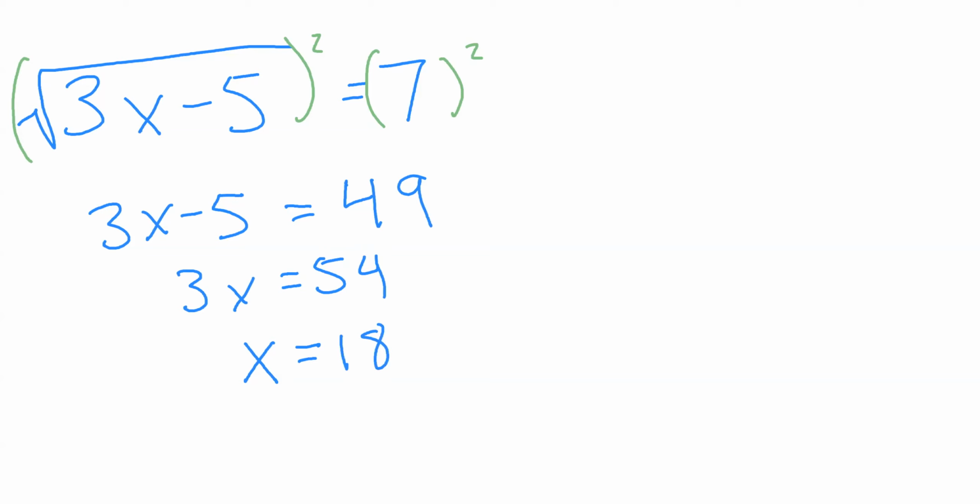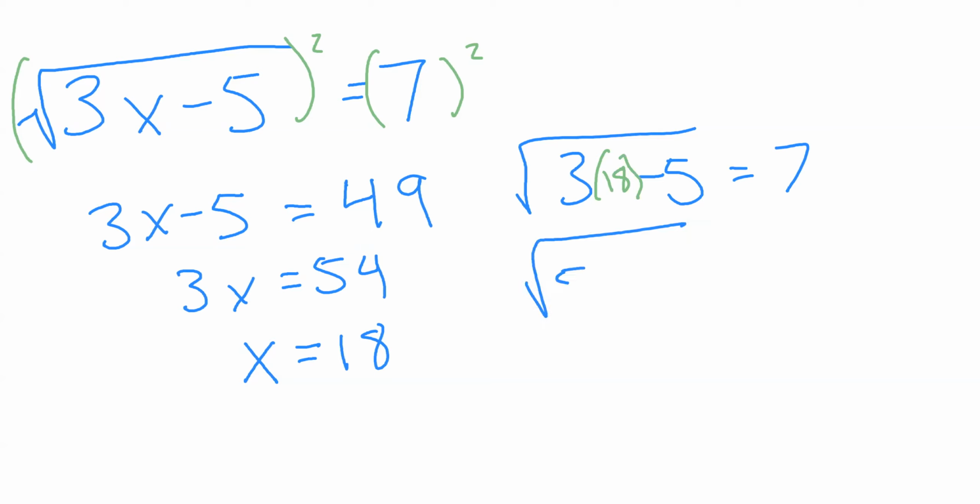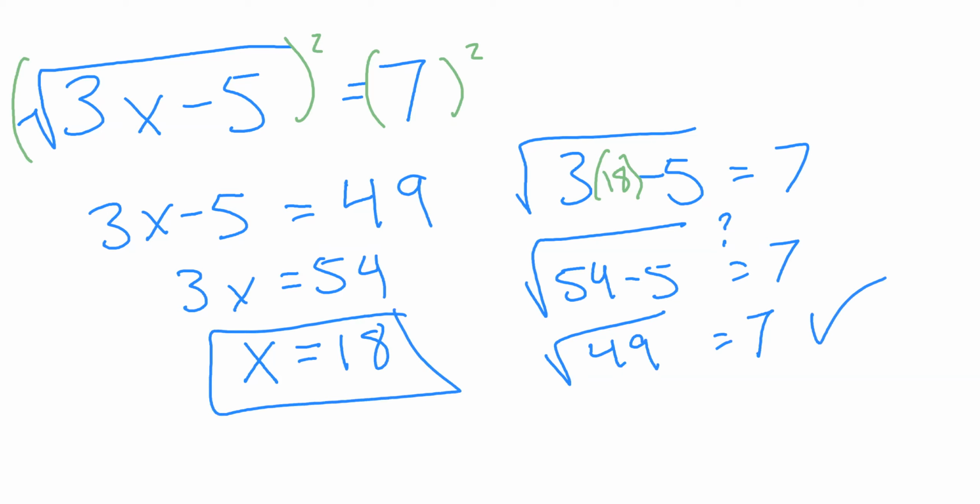Now we just have to make sure to check our answer. So our original equation is the square root of 3x minus 5 equals 7. So we're going to plug in an 18 for our x and see what we get. Well, 3 times 18 is 54. So we've got the square root of 54 minus 5. Does that equal 7? 54 minus 5 is 49. And yes, that does equal 7. So we are good. X is 18.